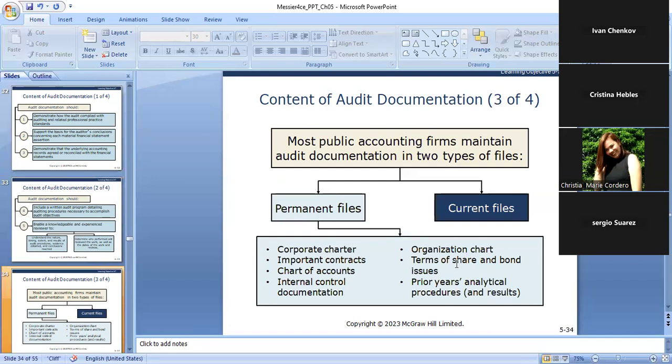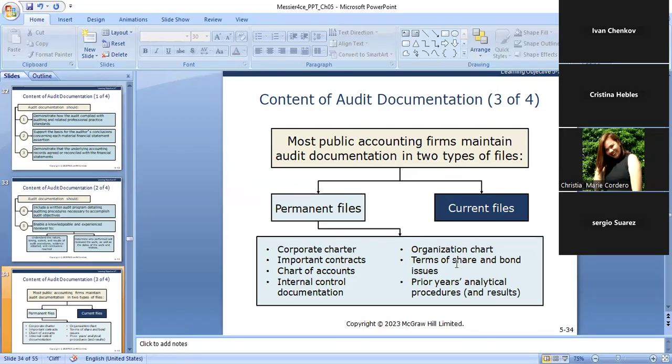Most public accounting companies have to have two types of files, permanent and current files. The permanent file is the corporate charter, all the contracts. So that's why I'm telling you, every time you sign a contract with somebody, make a copy, because the auditor is going to ask you why, because he needs it for his permanent file.